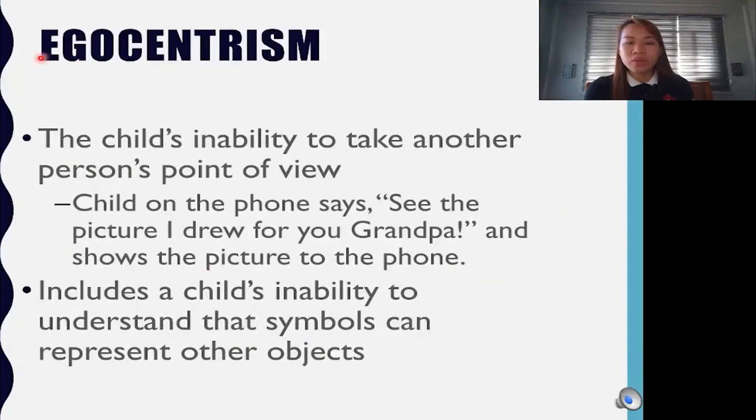Alright, before going to conservation, we first have egocentrism. So as we mentioned earlier, this is the child's inability to take another person's point of view. So for example, if the child on the phone says, "See the picture I drew for you, Grandpa." So may pinapakita siyang picture. Lolo, ito yung picture na drawing ko. So they are not able to understand that their grandpa cannot see that object because he's not there. They think na nakikita rin ng grandpa nila yun. So that's egocentrism.